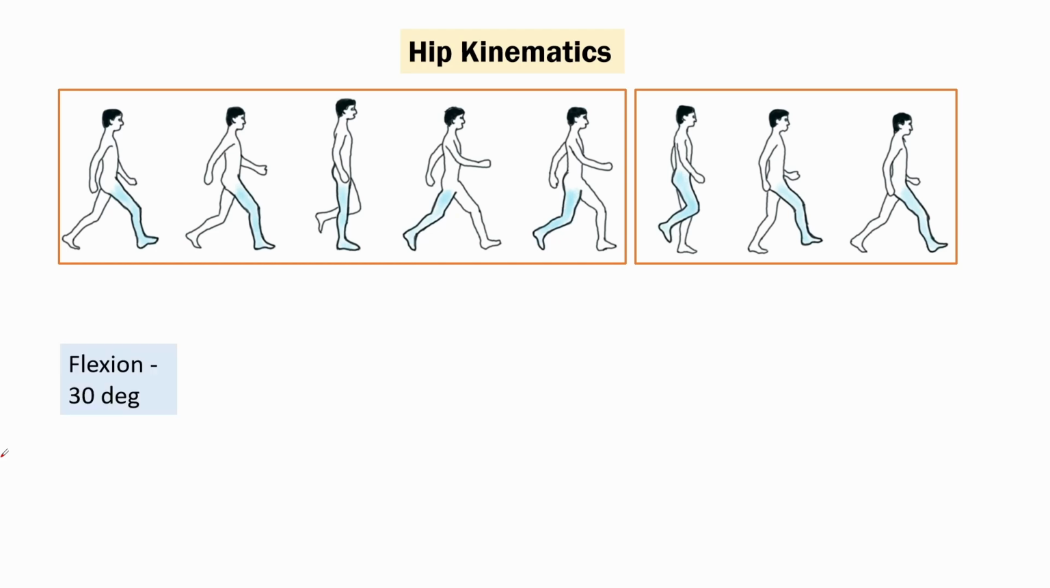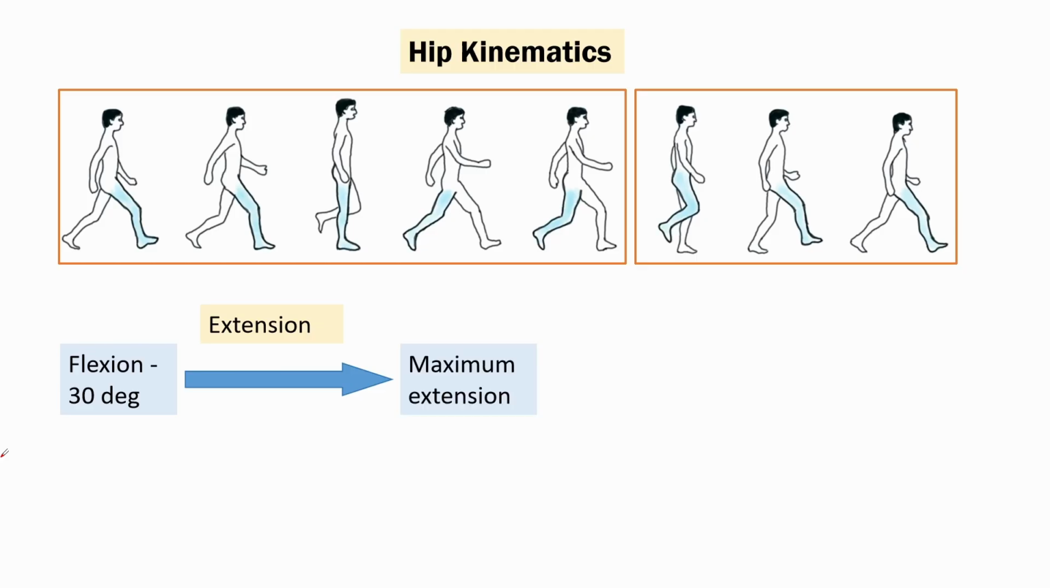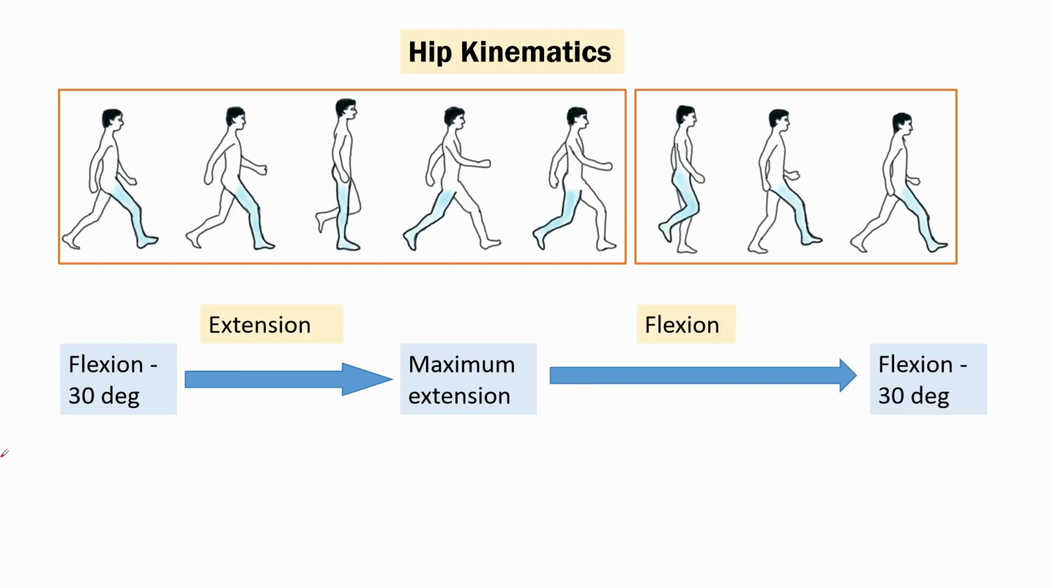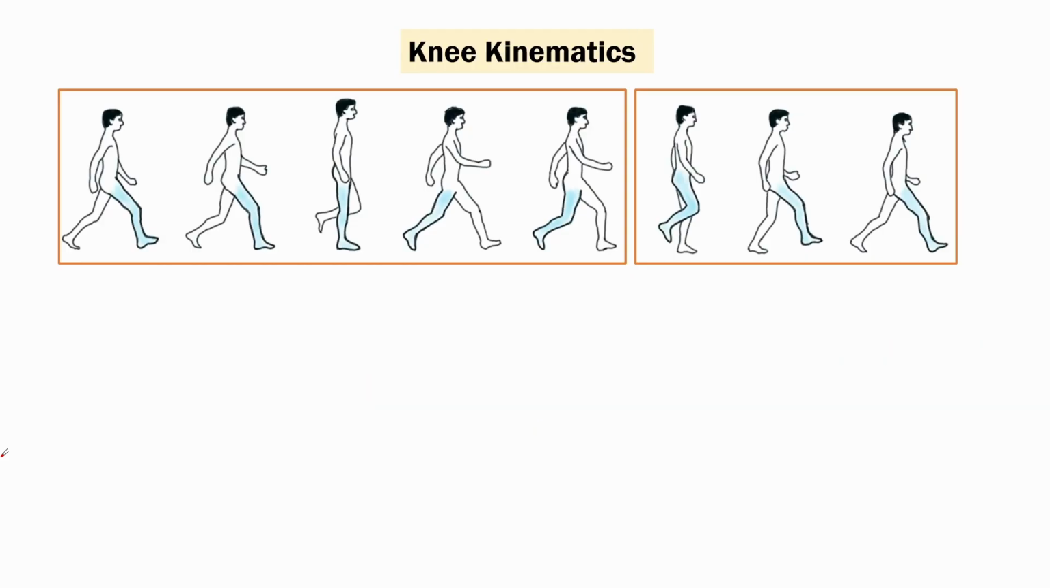At the point of heel strike or initial contact, the hip is in around 30 degrees of flexion, which undergoes gradual extension throughout the stance phase, reaching maximal extension at the heel off period. Then it starts to flex again and reaches around 30 degrees of flexion at the next heel strike. Coming to the knee kinematics. At initial contact, the knee is flexed at around 15 degrees.